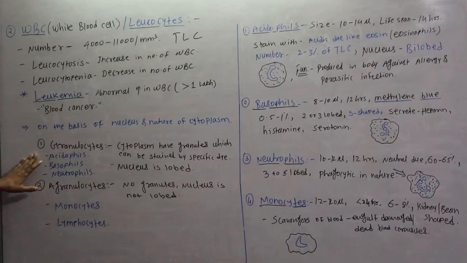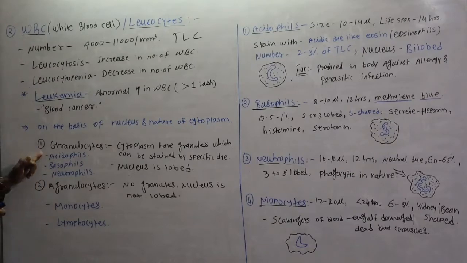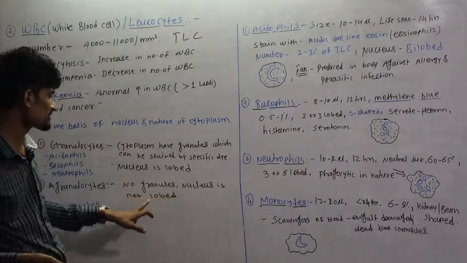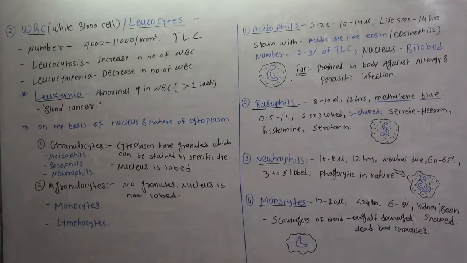There are three types of granulocytes, that is acidophils, basophils and neutrophils. Agranulocyte means that there is no granule, that is why agranulocytes. Then the nucleus is not lobed. That is the difference between the granulocytes and agranulocytes. There are two types of agranulocytes, that is monocytes and lymphocytes. So there are a total of 5 types of WBC, that is acidophil, basophil, neutrophil, monocyte, lymphocyte.